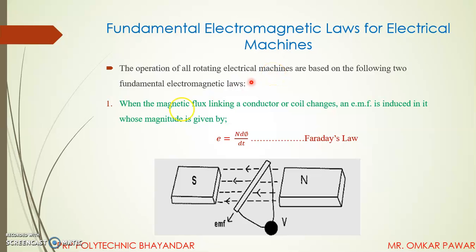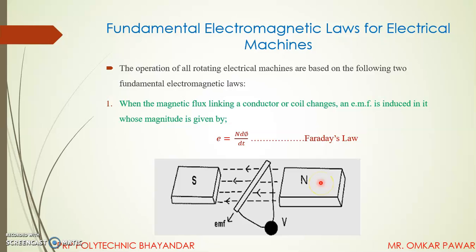So there are two fundamental electromagnetic laws. That is Faraday's law of electromagnetic induction, which states that when the magnetic flux linking a conductor or coil changes, an EMF is induced in it whose magnitude is given by E is equal to N d phi by dt. So N is the number of turns and d phi by dt is rate of change of flux with respect to time.